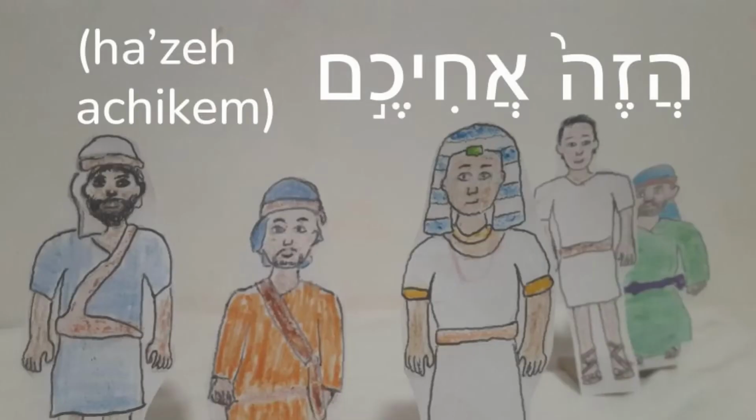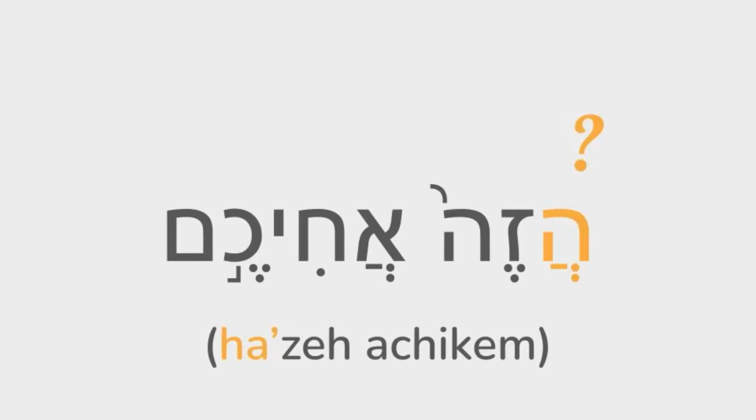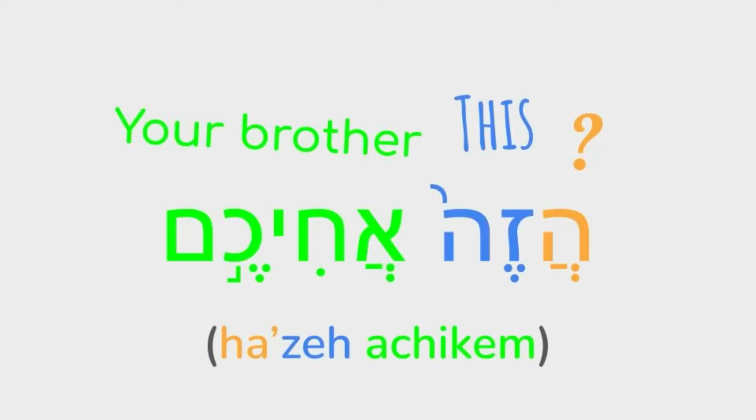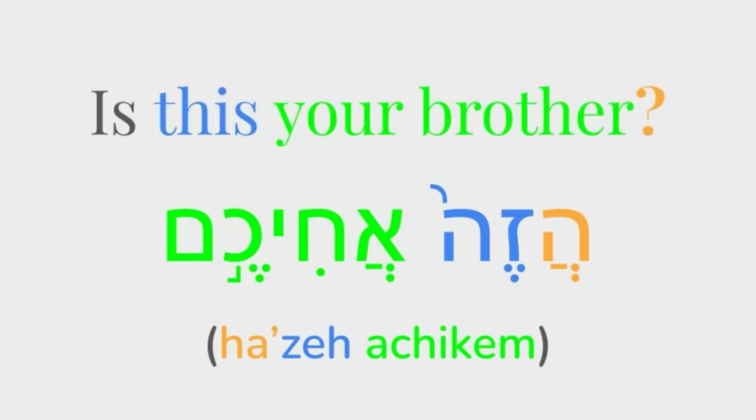A bit later, Joseph asks, "Hazeh achechem?" First is the letter hey, ha, which starts the question. It's attached to ze, this. The second part is achechem, your brother. Hazeh achechem? Is this your brother?